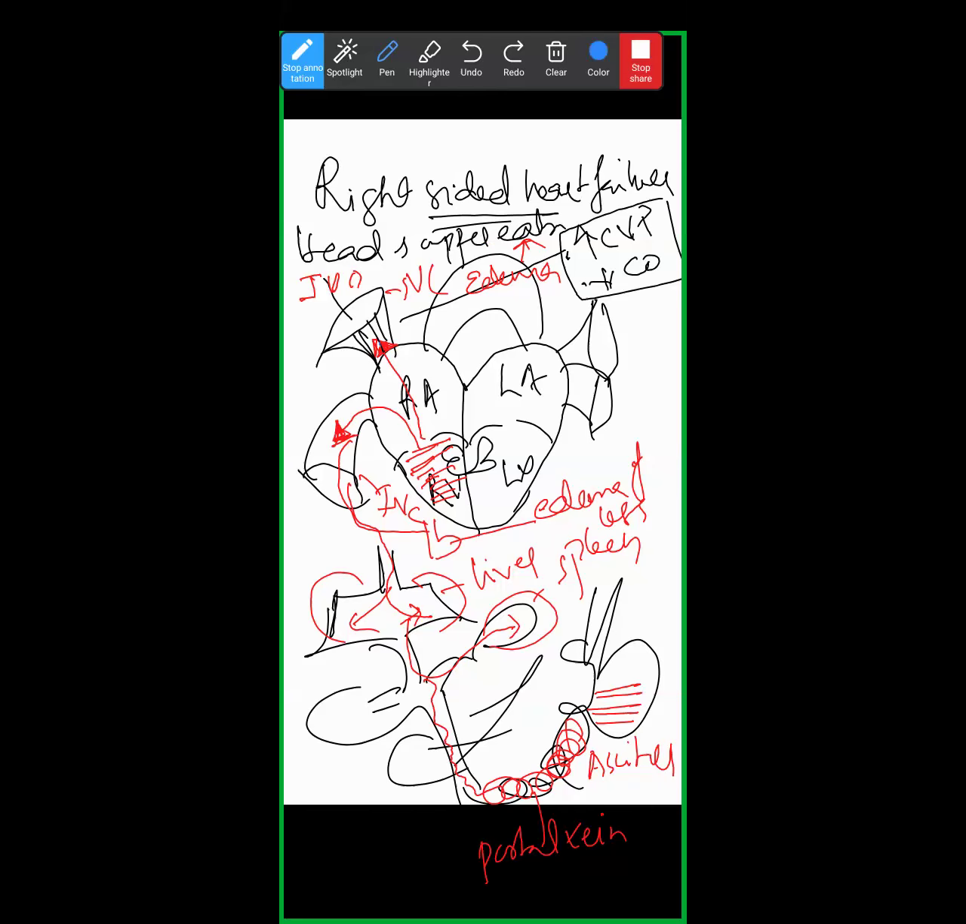Mainly you want to remember these two arrow marks: superior vena cava and inferior vena cava backflow. Take a screenshot.